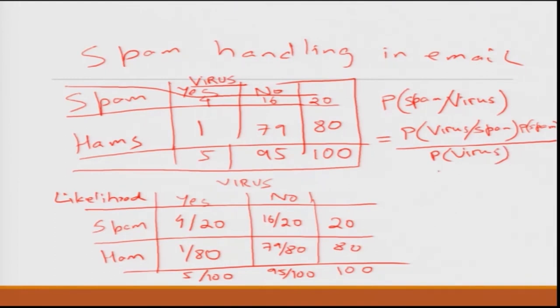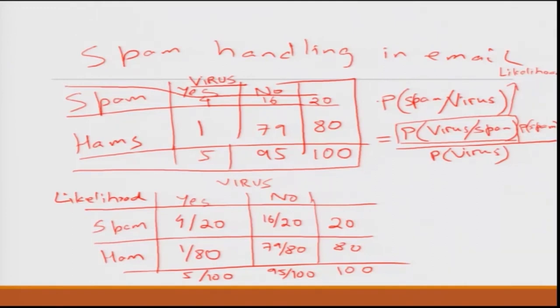So, note this term, this is your likelihood. What we are calculating here is the probability of something being virus given that it is a spam. You know from here this is the prior probability of something being a spam. In this case the prior probability was 20/100, and the probability of something being virus was 5/100. So, you can easily calculate this probability.